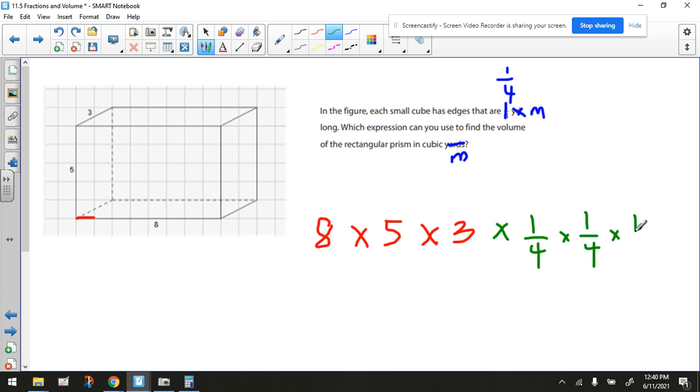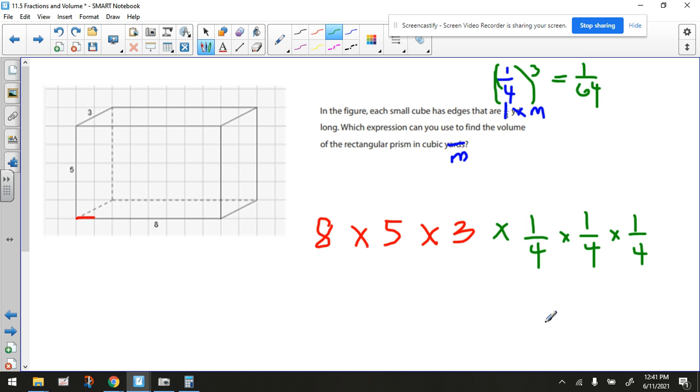Now, let's talk about other equivalents of 1/4 times 1/4 times 1/4. If you wanted to replace all this green stuff with what 1/4 cubed is, 1/4 cubed is equal to 1/64. Because remember, 4 times 4 is 16. 16 times 4 is 64. So 1/4 cubed is equal to 1/64. If you replace all of this with this, that would also give you the answer.